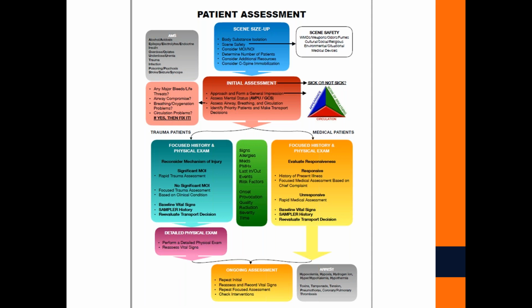And our initial assessment of our patient is when we finally make contact and see them for the very first time. We are going to start looking at things like our general impression. What does this patient look like? Do they look like someone who's having a problem? That can tell you some information. We're going to get our AVPU scale and our level of consciousness. So alert, verbal, painful, or unresponsive.